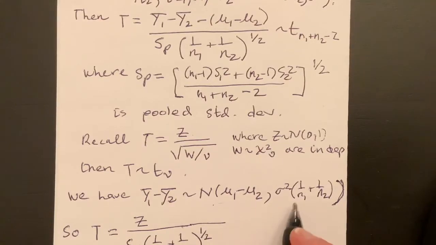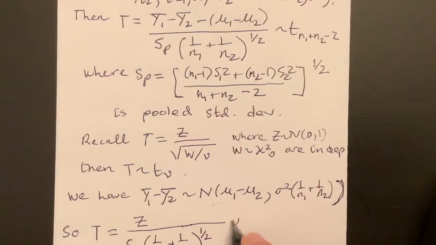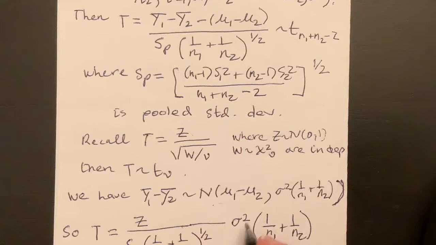And I have to divide by the square root of this on the bottom. So that's the same, right? If I am dividing by this, that's the same as multiplying it on the top, right? So I have sigma squared times 1 over n1 plus 1 over n2. But I want the square root of this, right? So the square root of this.